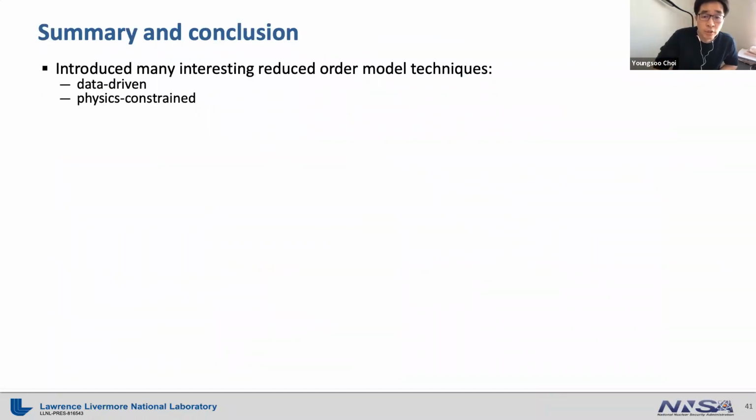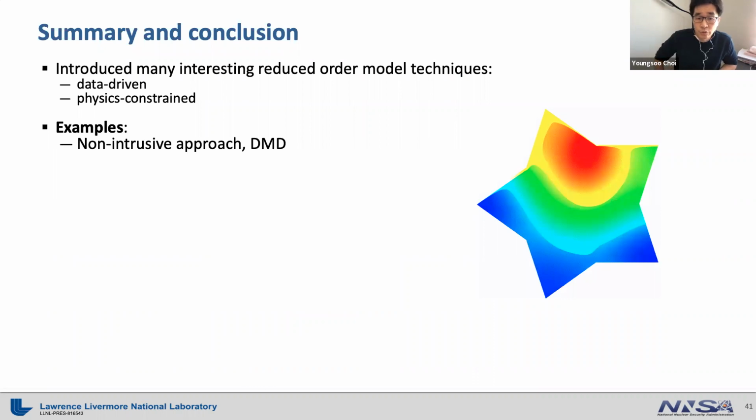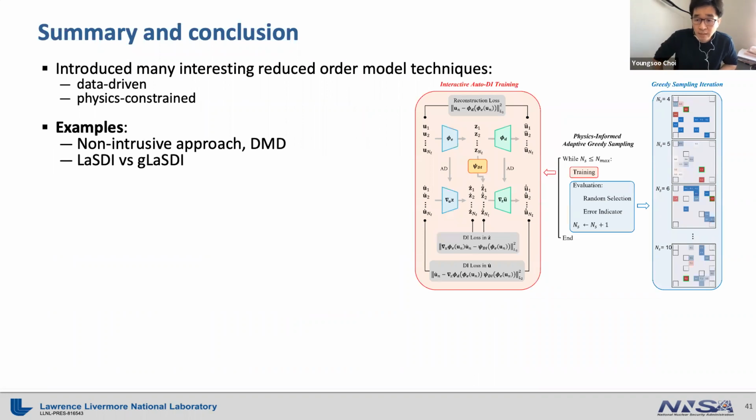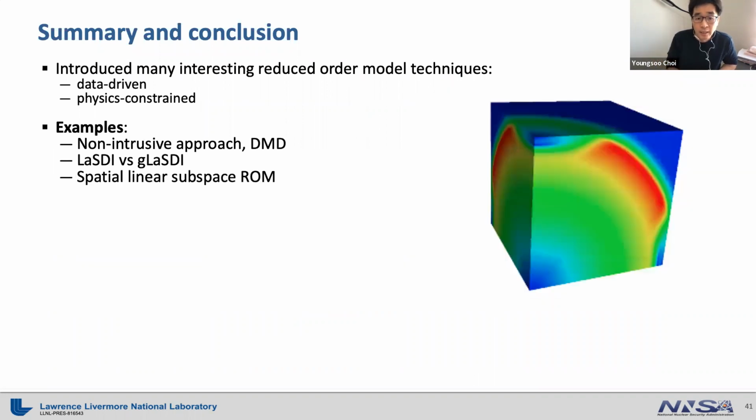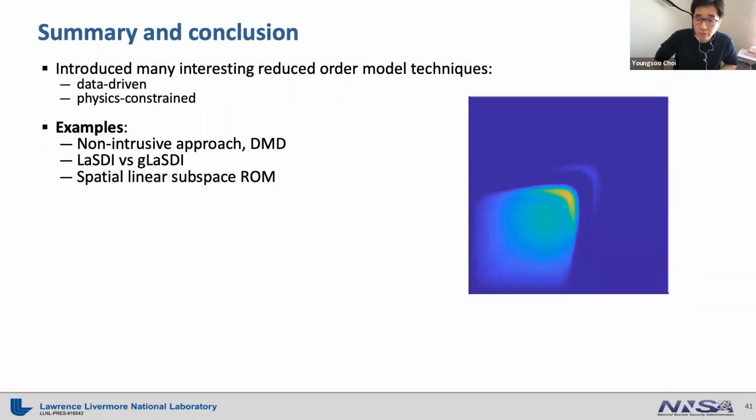All right, let me conclude the talk with a summary. I hope I have introduced many interesting reduced order model techniques, data-driven and physics-constrained approaches. The examples I have shown you include non-intrusive approaches, the DMD, and the more general LaSDI framework with greedy sampling. The linear subspace reduced order models apply to various Lagrangian hydrodynamics, including the Sedov blast problem. However, the linear subspace reduced order model was not able to achieve good accuracy for long-time advection-dominated simulations with small reduced space dimension without special treatment such as a time windowing approach.